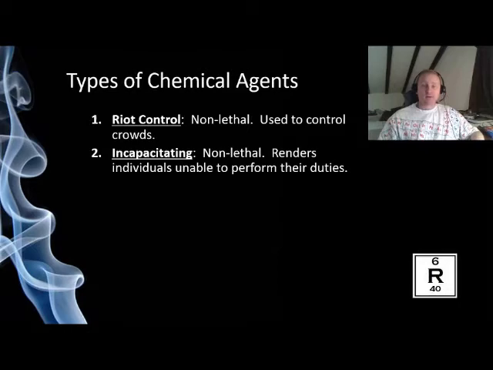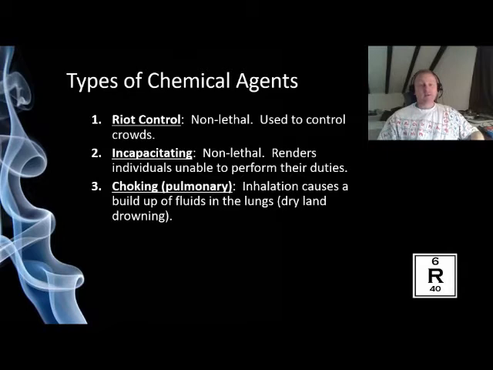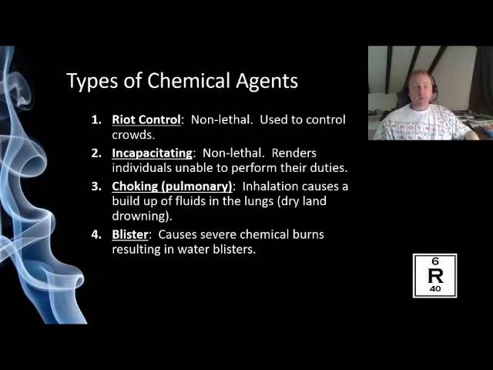The third type is choking agents, often referred to as pulmonary agents. Choking agents are lethal. Inhalation causes a buildup of fluids in the lungs, and this buildup of fluid in your lungs will basically make you drown. Since you're on land, they call it dry land drowning. The fourth type is blister agents. These cause severe chemical burns resulting in water blisters.